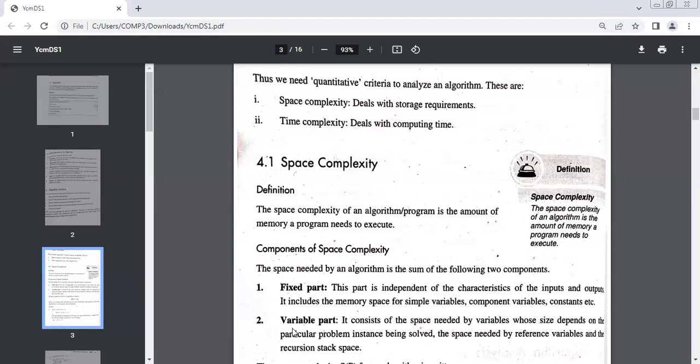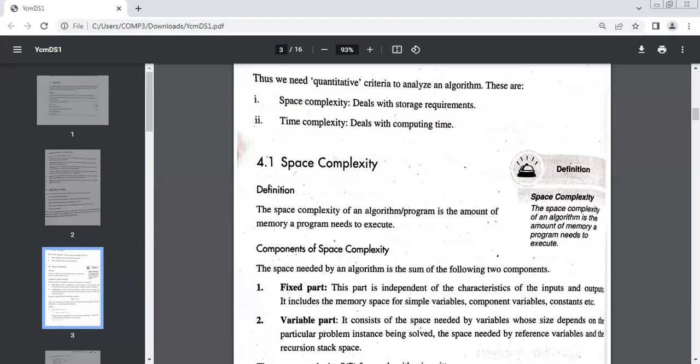Okay, and the second part is the variable part of space complexity, and this variable part is based on the size of that particular problem, or the size available for that particular problem.